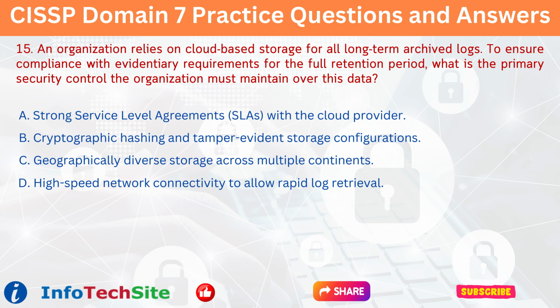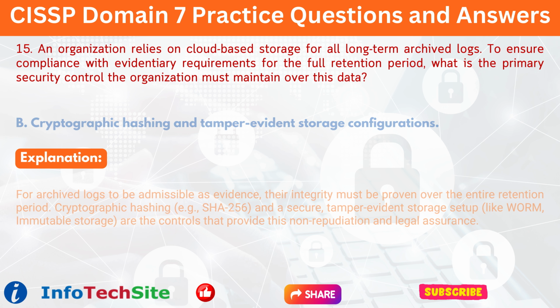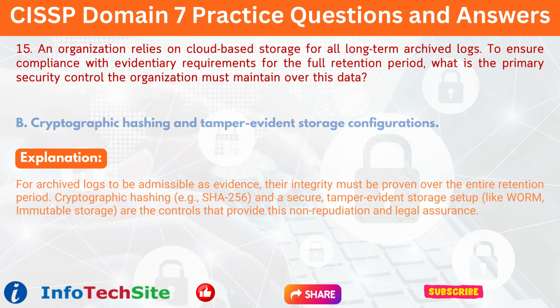B. Cryptographic hashing and tamper-evident storage configurations. C. Geographically diverse storage across multiple continents. D. High-speed network connectivity to allow rapid log retrieval. The correct answer is B. Cryptographic hashing and tamper-evident storage configurations.